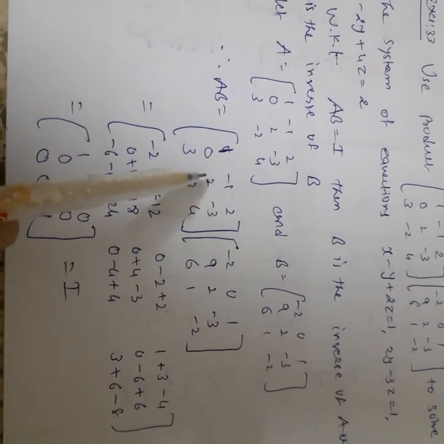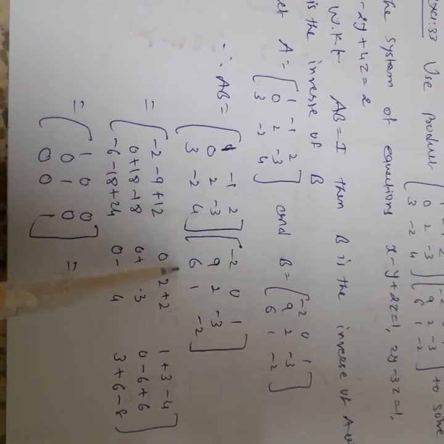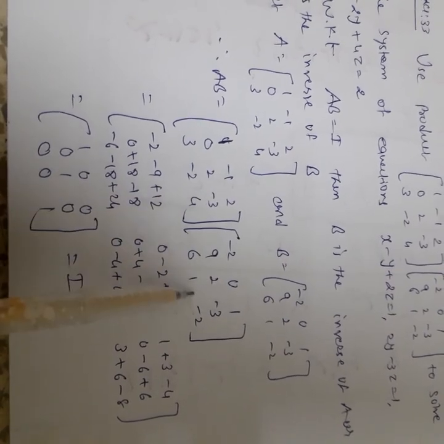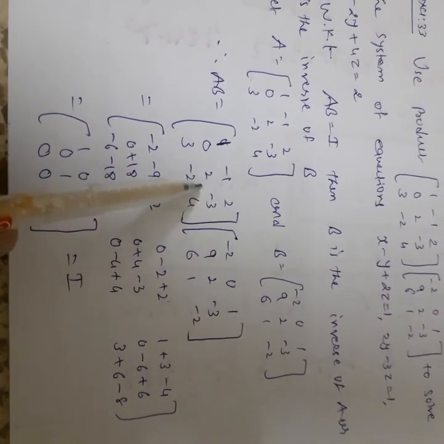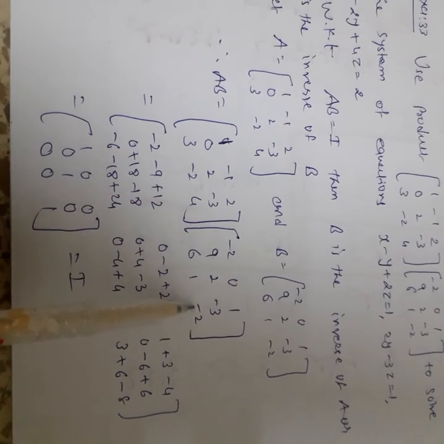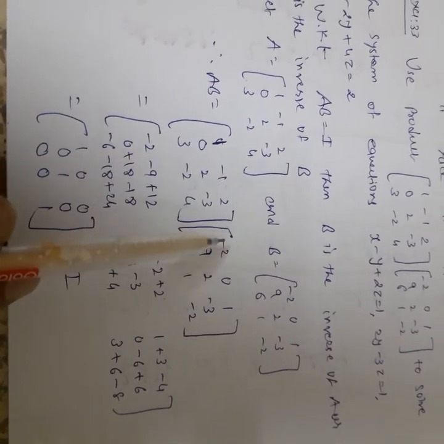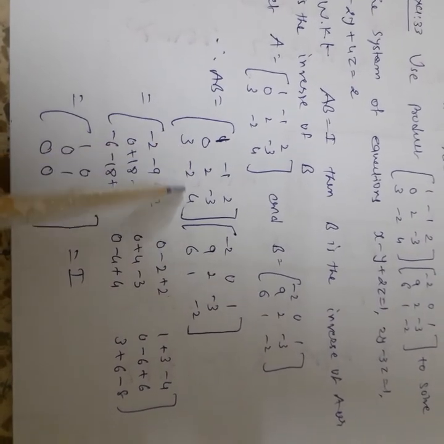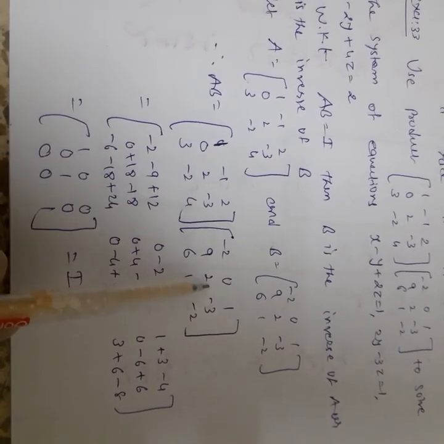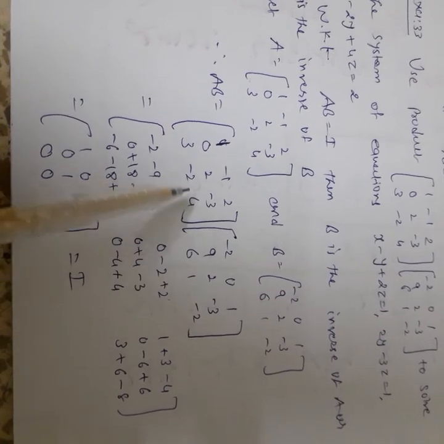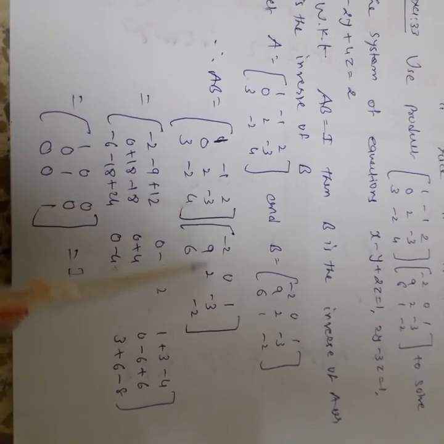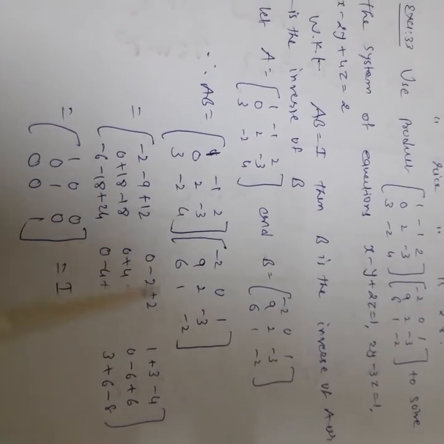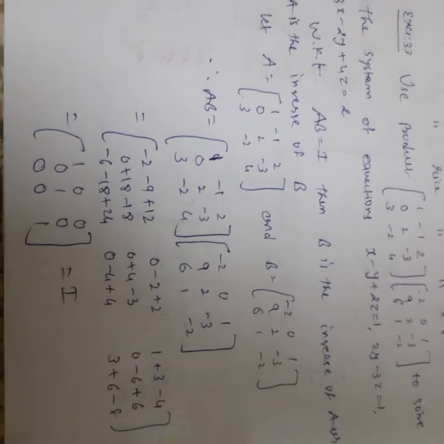So 0 times this, 2 times 9 is 18, minus 3 times 6 is minus 18. With the second column: 0, 2 times 2 is 4, minus 3 times 1 is minus 3, 0 times 1 is 0, 2 times minus 3 is minus 6, minus 3 times minus 2 is plus 6, 3 times minus 2 is minus 6, minus 2 times 9 is minus 18, 4 times 6 is 24. Third row with the second column: 0, minus 2 times 2 is minus 4, 4 times 1 is plus 4. With the third column: 3, minus minus plus 6, and 4 times 2 is minus 8. So 12 minus 11, 1 0 0 0.